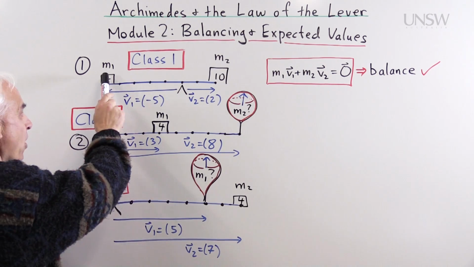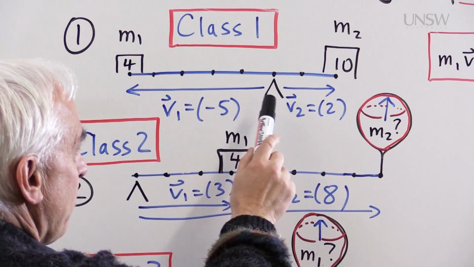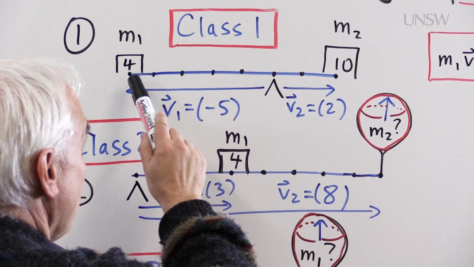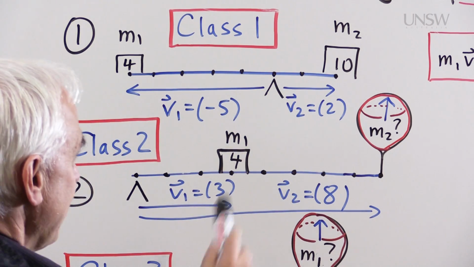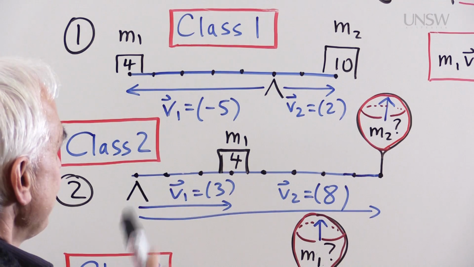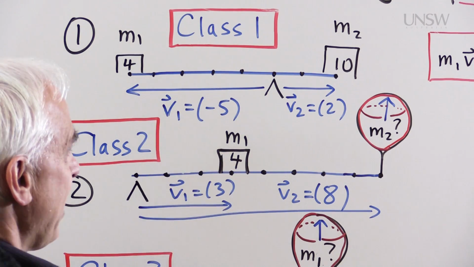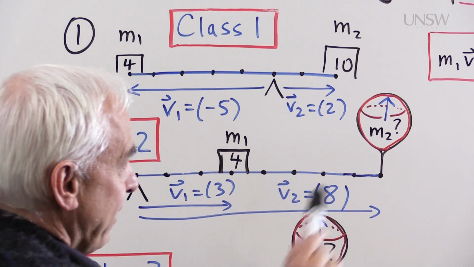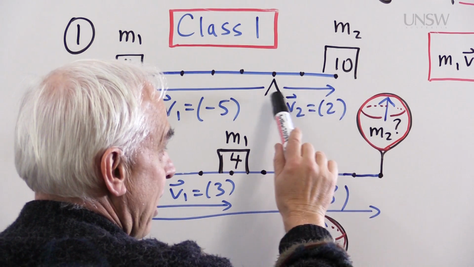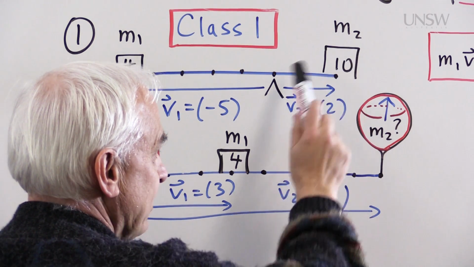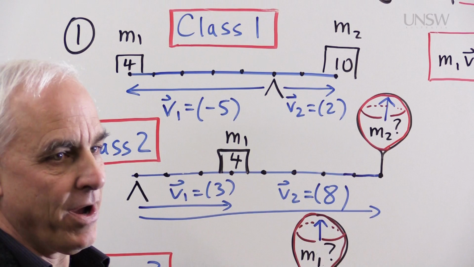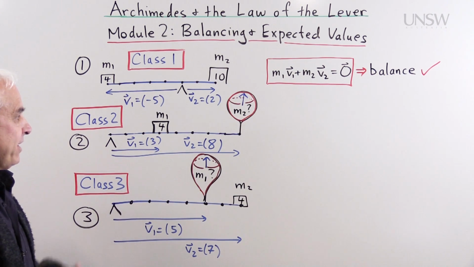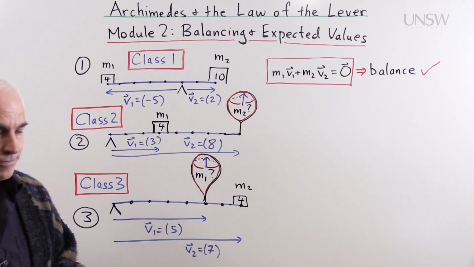So the m1 times v1, v1 is the vector from the fulcrum to where that first mass is. That's the vector minus 5. So we multiply this times minus 5, we get the vector minus 20. And if we add to it m2 times v2, we're adding 10 times the vector 2. Well, the total is the vector 0, telling us that we do have balance.